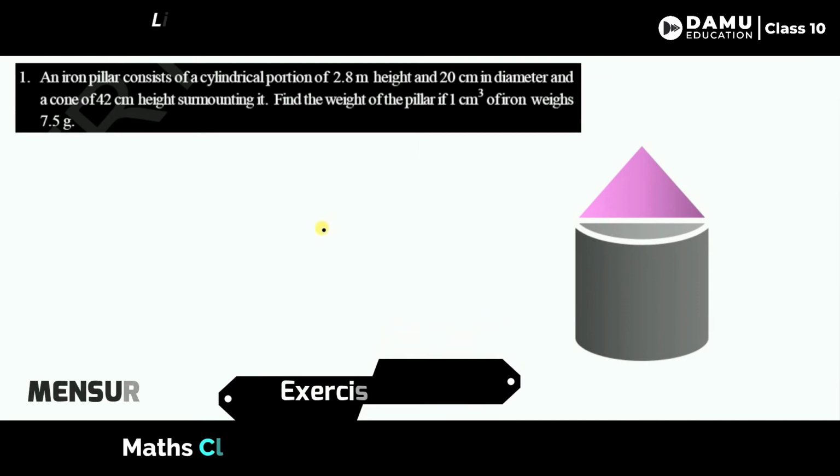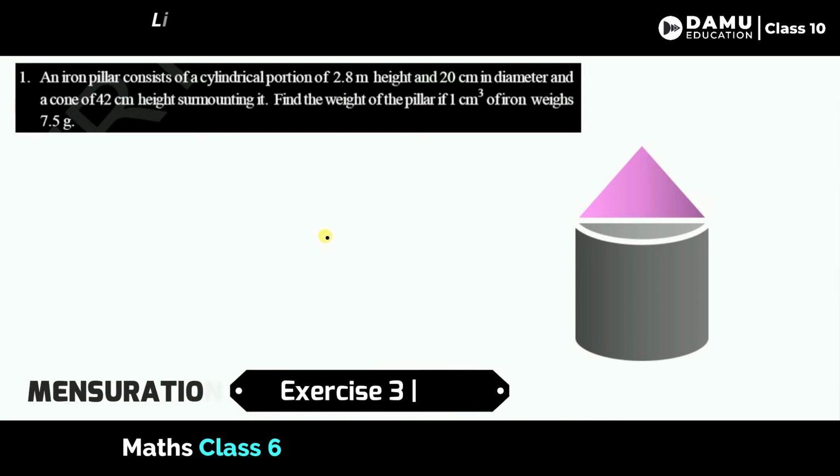So in this session, we're going to discuss our first question in next exercise. An iron pillar consists of a cylindrical portion of 2.8 meter height and 20 centimeter in diameter, and a cone of 42 centimeter height surmounting it. Find the weight of the pillar if 1 centimeter cube of iron weighs 7.5 grams.